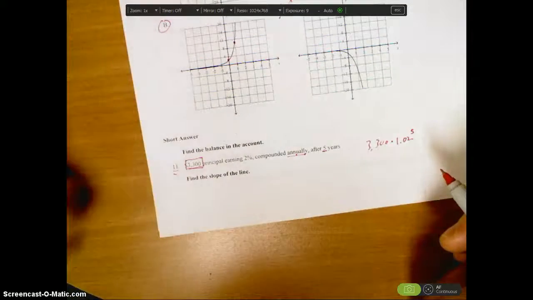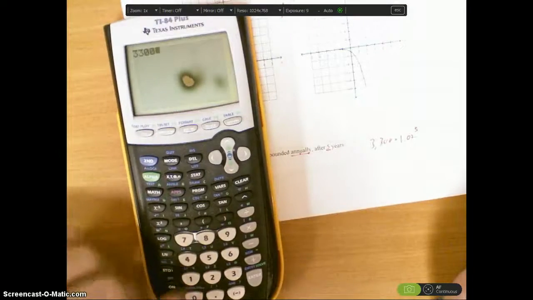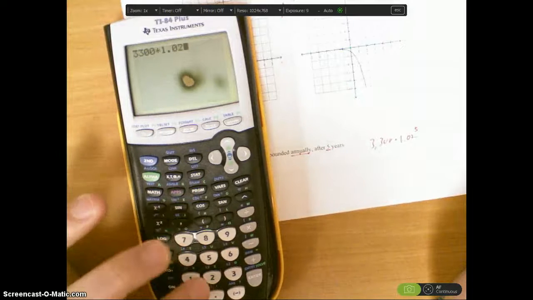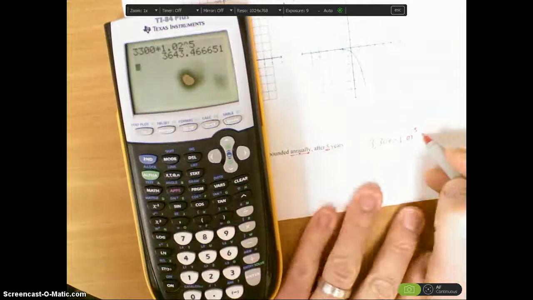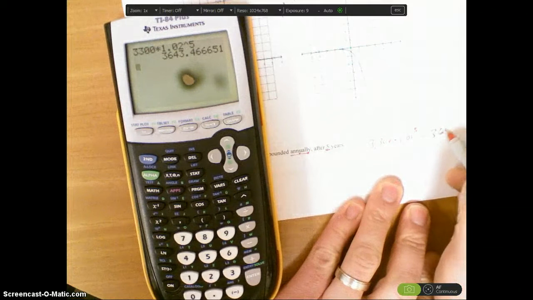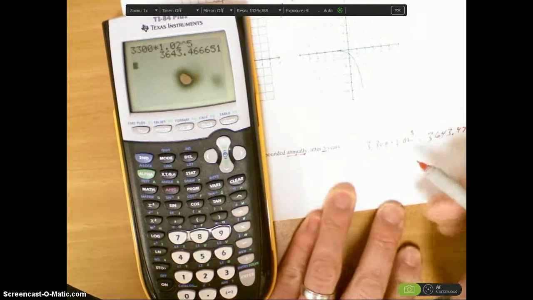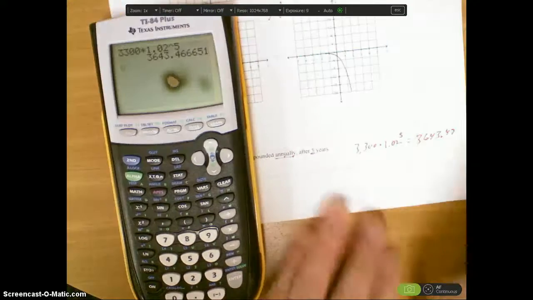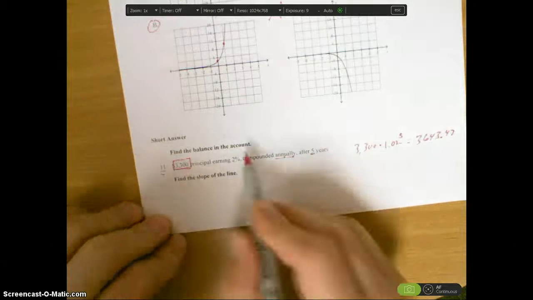Well, I'll show you how to deal with that. Okay? And now this becomes a calculator problem. I can type it in just like I see it. 3,300 times 1.02 to the 5th power, and that gives me a value of $3,643.47. Okay, I round it up because it's money. All right, so again, you need an initial value, 2%.